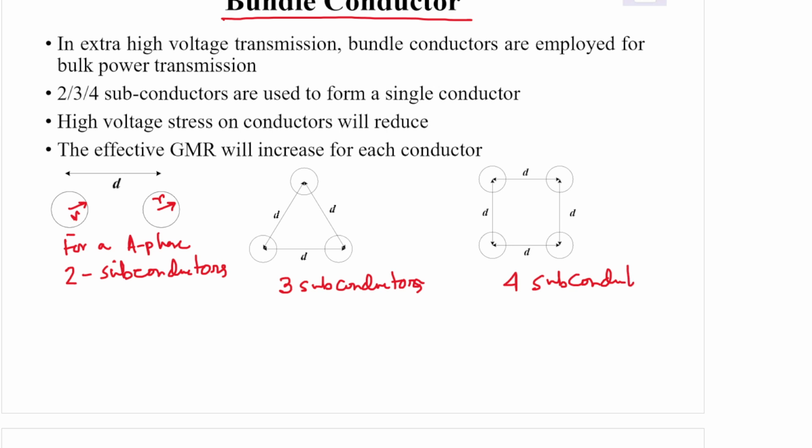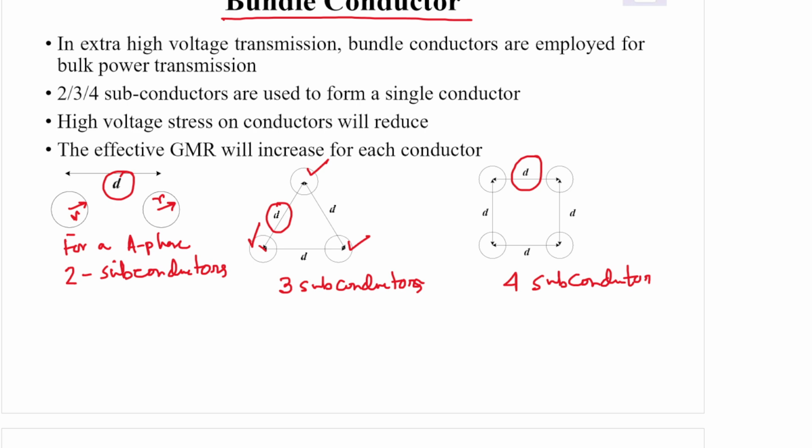Now, for the two-subconductor case, they are separated by a distance of d. For the three subconductors case, each conductor is placed at the vertex of an equilateral triangle, side length being d. And for the four subconductor case, each conductor is placed at the vertex of a square, side being d.